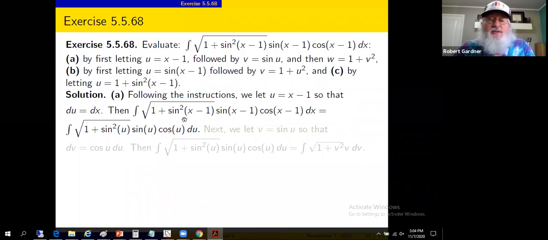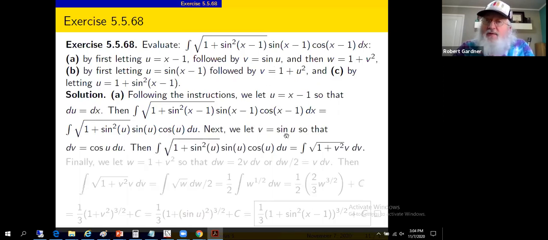Can you take all the x's and turn them into u's? Yeah, the x minus 1's just become u's, and the dx becomes a du. So this becomes the square root of 1 plus sine squared u, times sine u cosine u du. All right, that was very much a baby step in terms of changing the form of it. Secondly, they say let v equal sine u. All right, they told us to do that. Let's try that. If you do that, then we need the differentials. dv, derivative of sine u is cosine u du for the differentials.